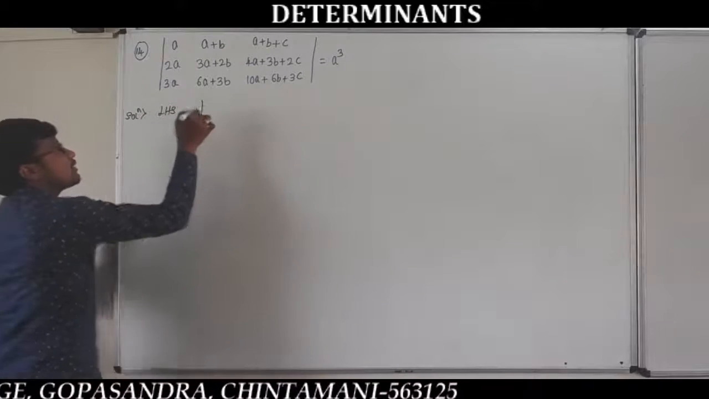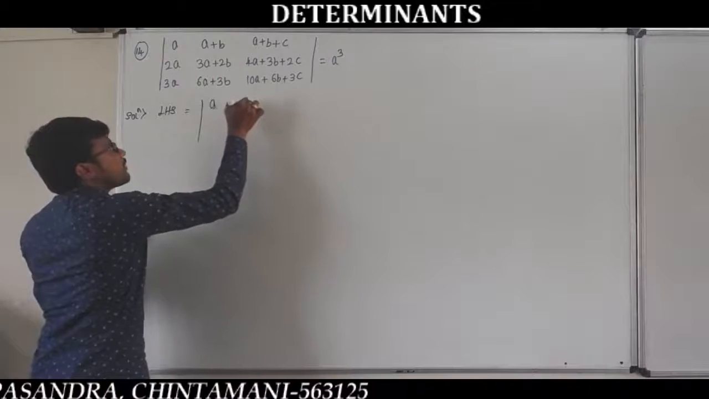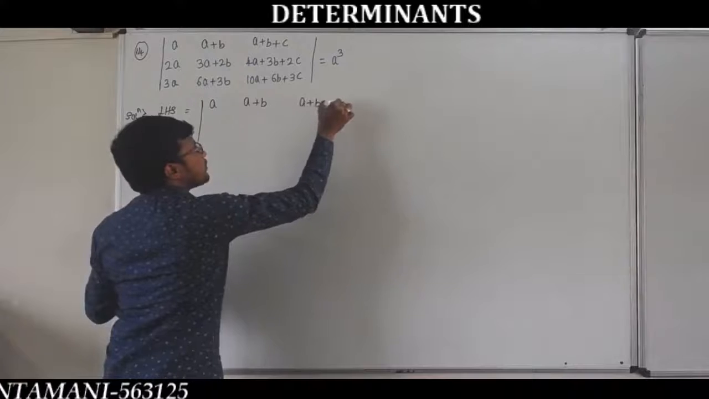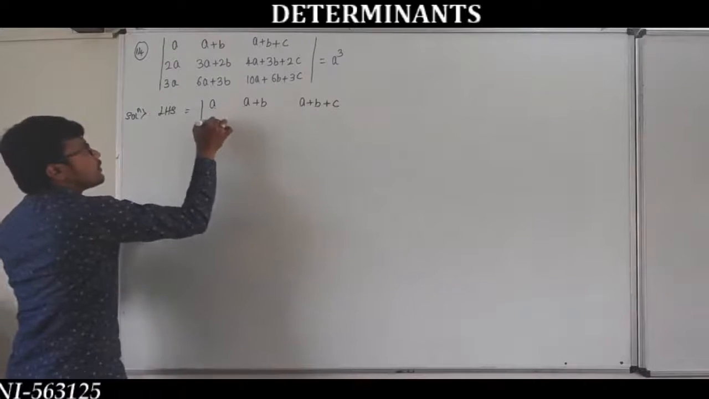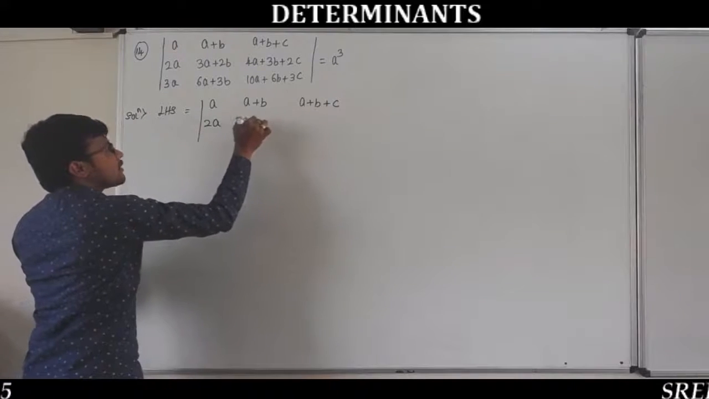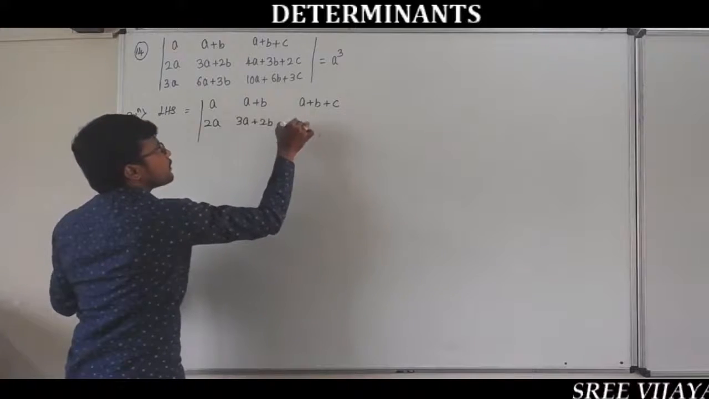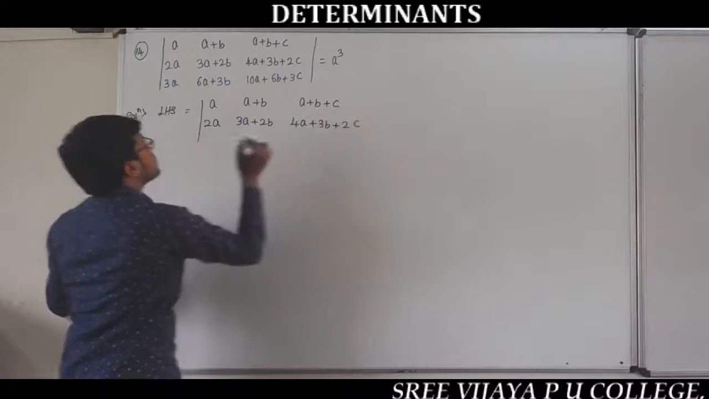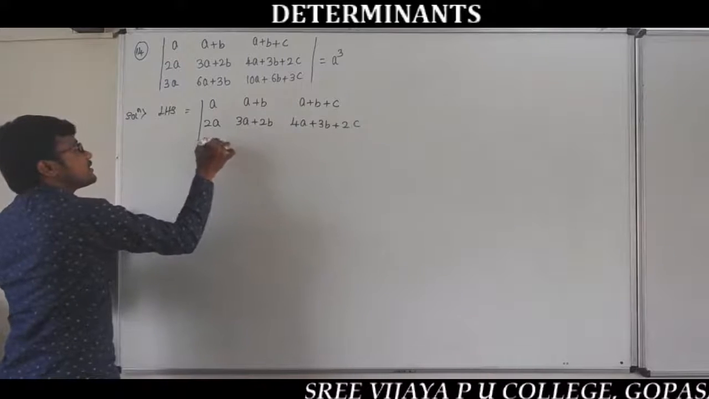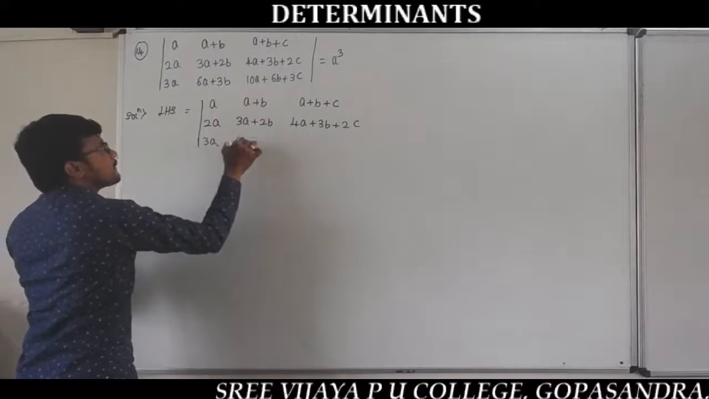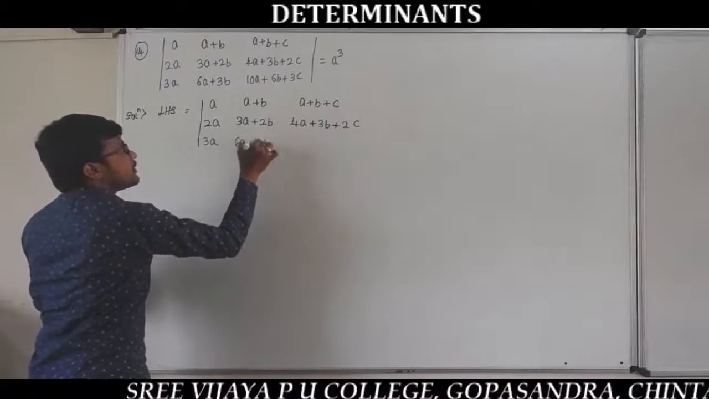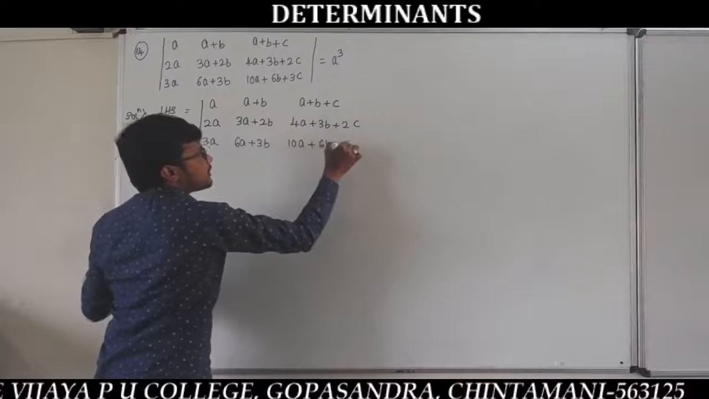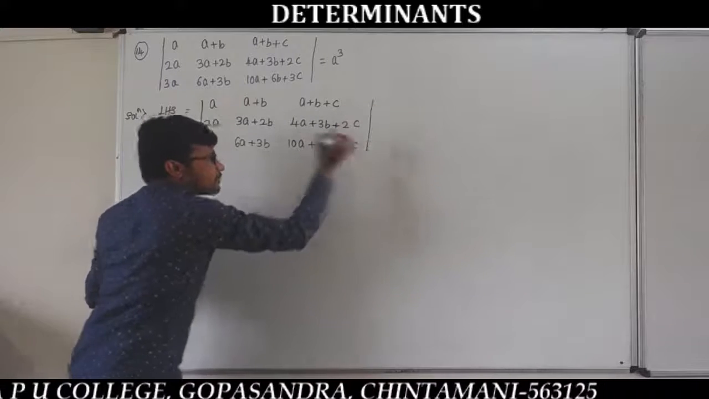LHS equals the determinant of a, a plus b, a plus b plus c, 2a, 3a plus 2b, 4a plus 3b plus 2c, 3a, 6a plus 3b, 10a plus 6b plus 3c.